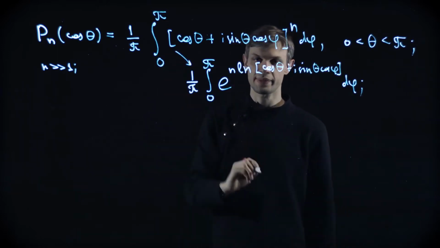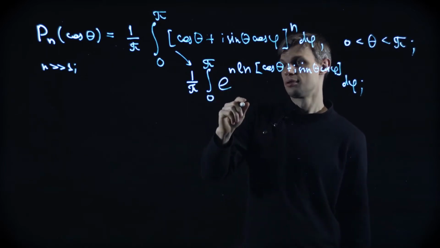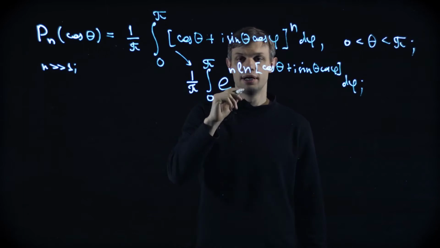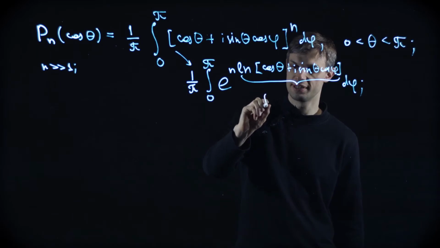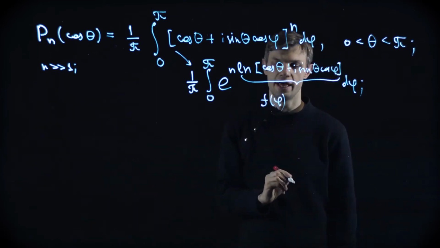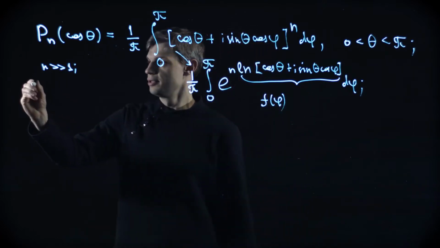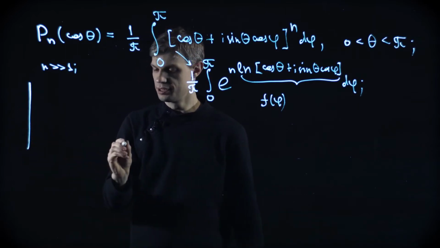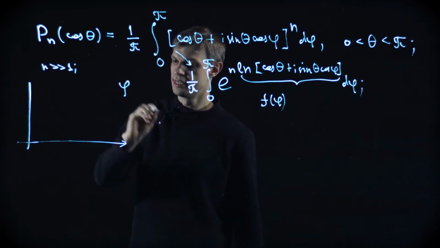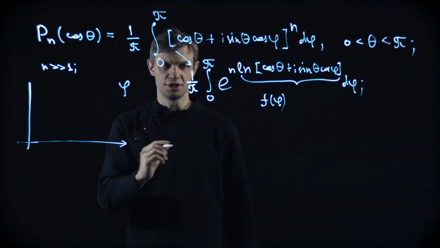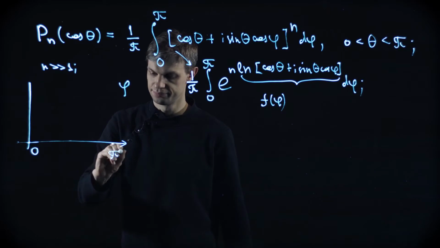Now it has this exponential form. And our large parameter n, or lambda, as we used it before, is now factored out. So clearly we already have our f function. This is our function f of phi, and we will now treat phi as a complex variable. So let's draw the corresponding complex plane. This is our phi angle, and the integration segment is from 0 to pi.